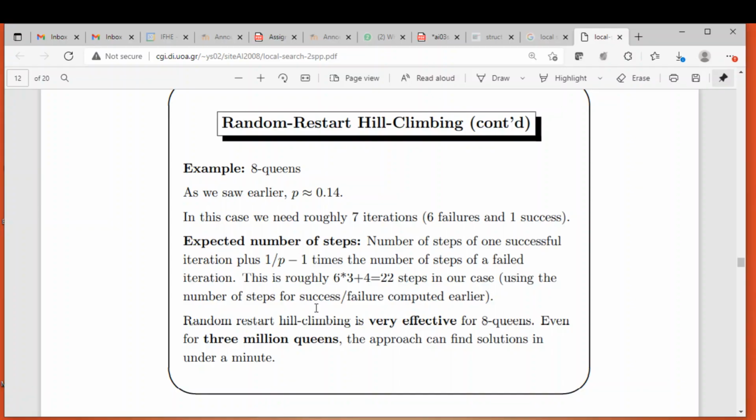Yeah, welcome. So we'll be continuing the concepts that we were discussing in the last lecture. So basically we are discussing local search techniques.